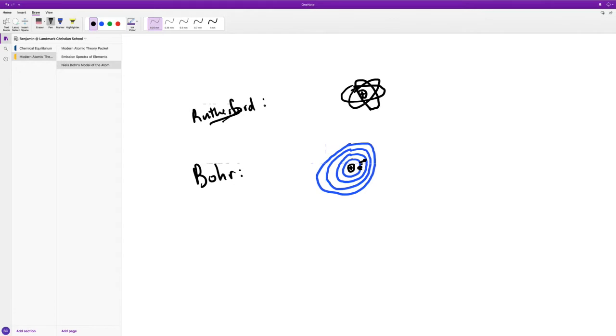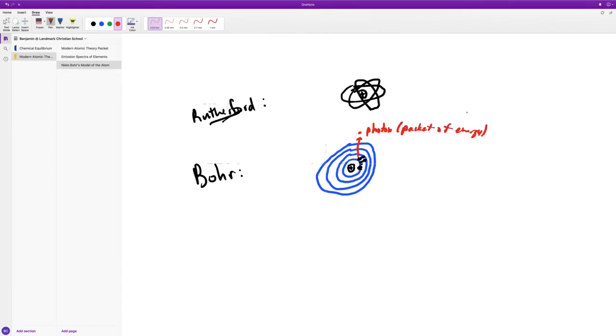Okay, it's not going to stay in that second orbit. Eventually it's going to fall back down. And when it does that, it's going to release a very specific amount of energy. Maybe that's that red photon that we saw in its emission spectrum. Okay, so we get that red photon, so a little packet of energy. So a photon is basically like a little packet of energy.